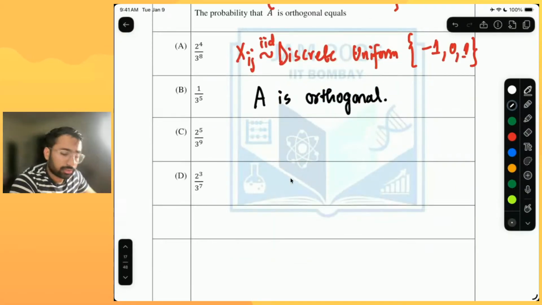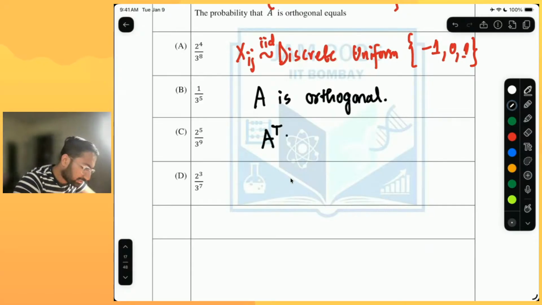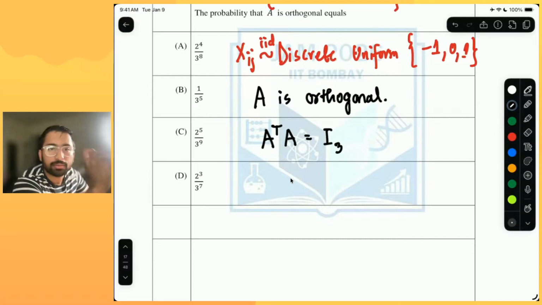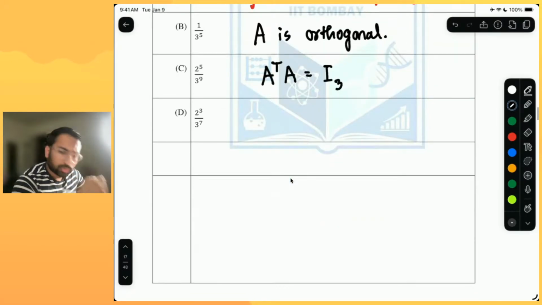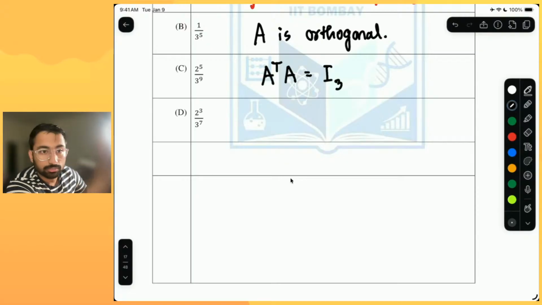A matrix is orthogonal if A transpose A is the identity matrix. In this case, it will be a 3 cross 3 identity matrix, but in general, A transpose A is the identity matrix. So what we'll do is try to express this and find some properties of orthogonal matrices in terms of the rows or the columns. What is the geometry of these orthogonal matrices in terms of the rows or the columns?